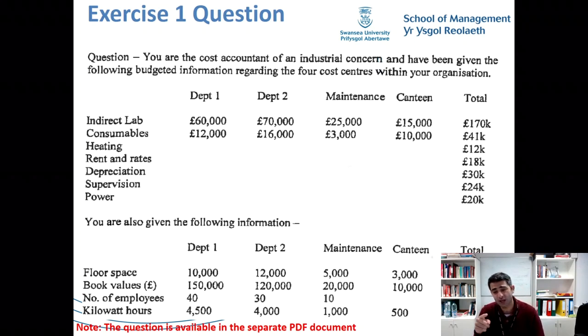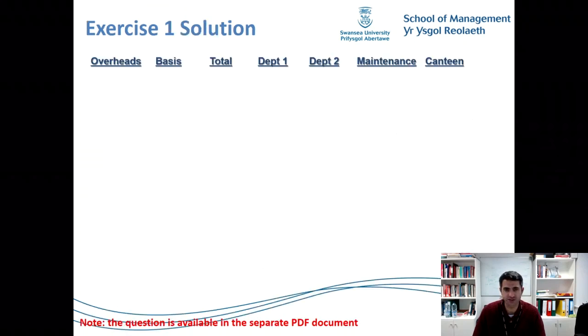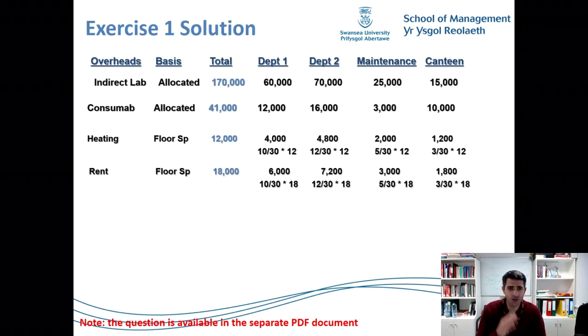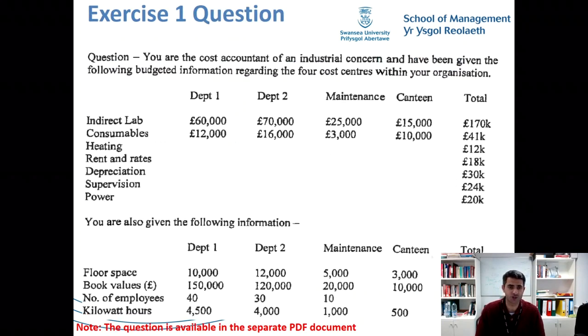And what you need to do, guys, is absolutely the same. 10 divided by 30, but now you multiply by 18,000 because the total cost of rent is 18,000. This is exactly how you do it. When you allocate it across the 4 departments, you get 6,000, 7,200, 3,000, and 1,800.